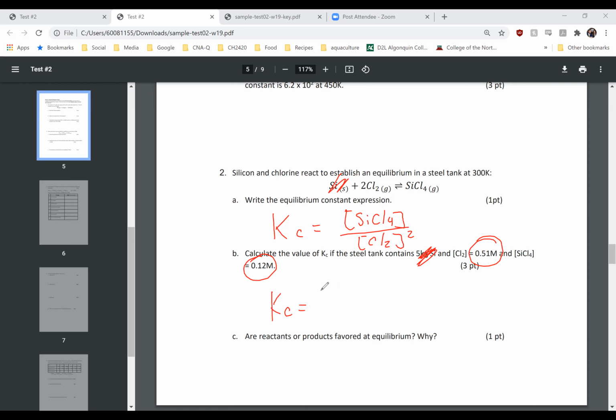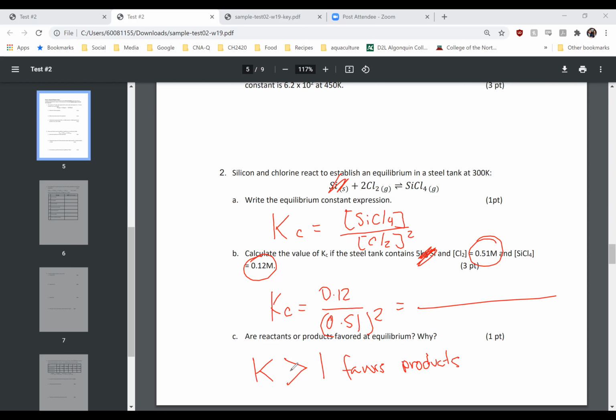This is a good one. I like this question. This is quick, it's easy. We've done a lot of these examples in class. There you go. And then for question C, if K is bigger than 1, it favors products.